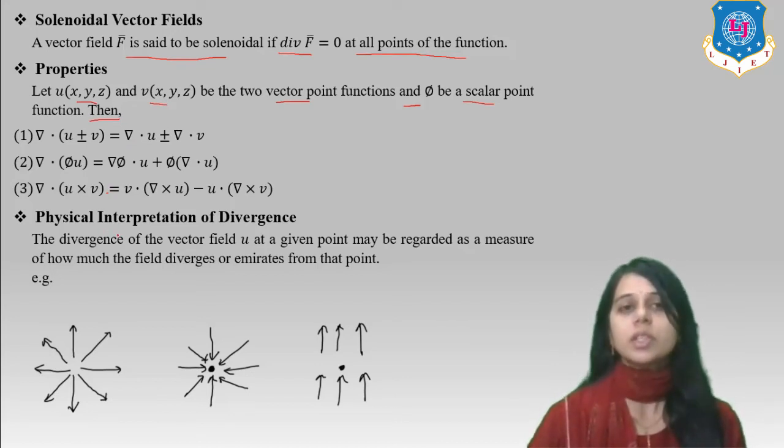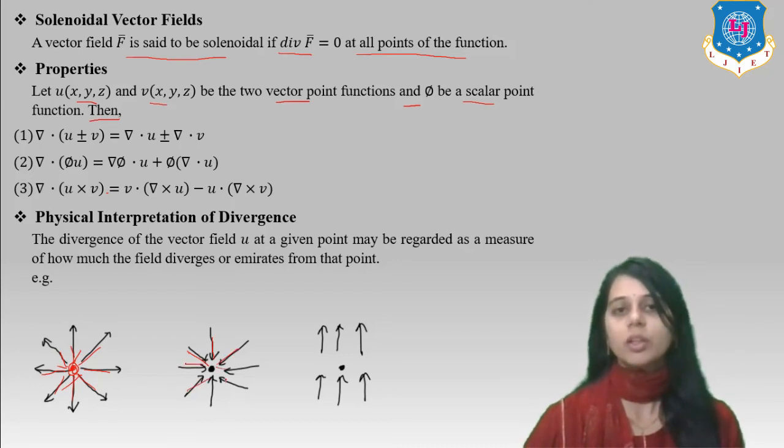Okay. Now the physical interpretation. The divergence of the vector field u at a given point may be regarded as a measure of how much the field diverges or emanates from the point. That means at any point, the vector field goes in different directions. There is a divergence point, where the vectors are either coming to the point or going from the point. So this is a measurement of how much the field diverges or emanates from the point.